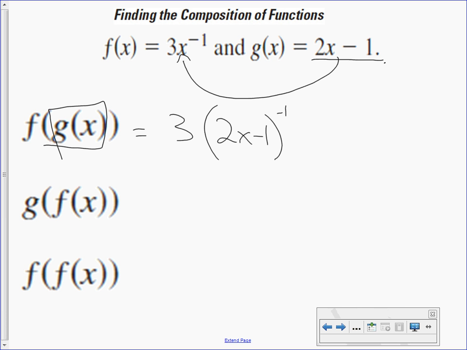Now, should you leave your answer with a negative exponent? No. So what's not happy here? The 3 or just the 2x minus 1, or is it everything not happy? 2x minus 1 is not happy, so it's 3 over 2x minus 1. And you're done. You cannot simplify that any further.